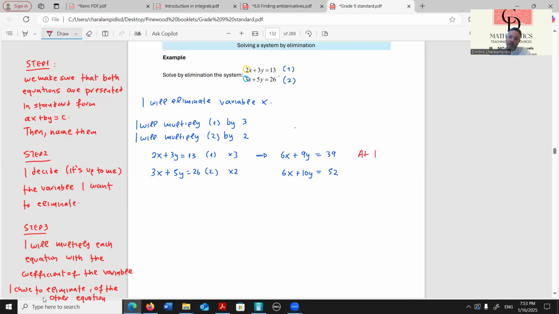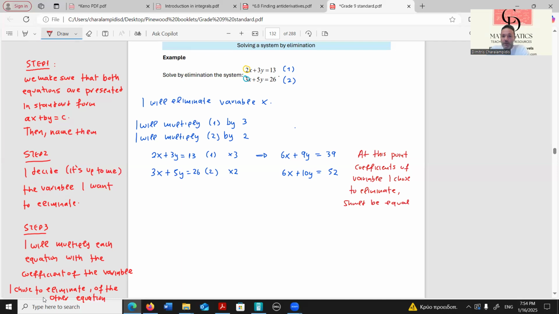At this point, coefficients of the variable I chose to eliminate, in this case coefficients of x, should be equal, should be the same. Always, if you follow these steps, at this step, the coefficients of the variable we wished to be eliminated will be the same.